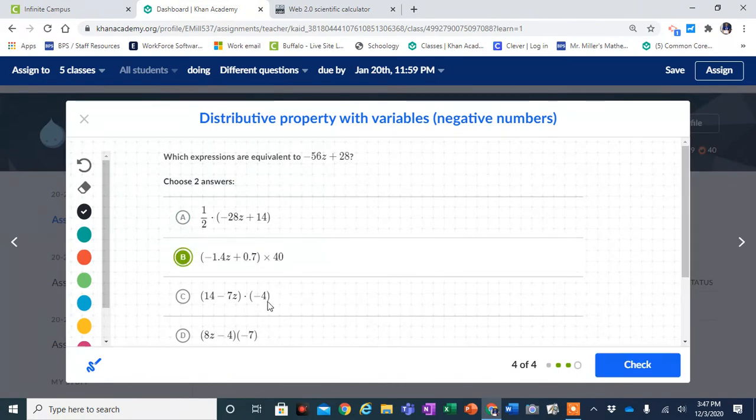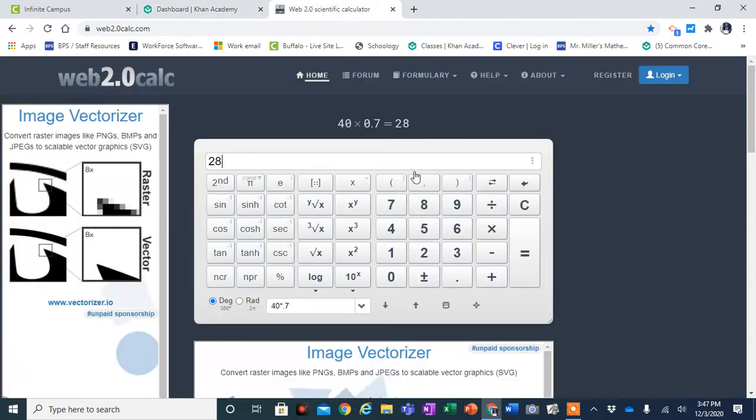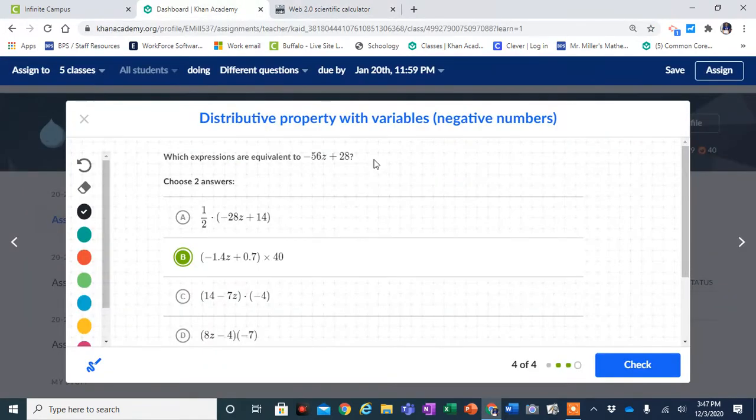For this one, we have a negative 4 times both of these. So negative 4 times 14. So 14 times negative 4, we get negative 56, which is what we want. However, there's no z with it, and you need a z.